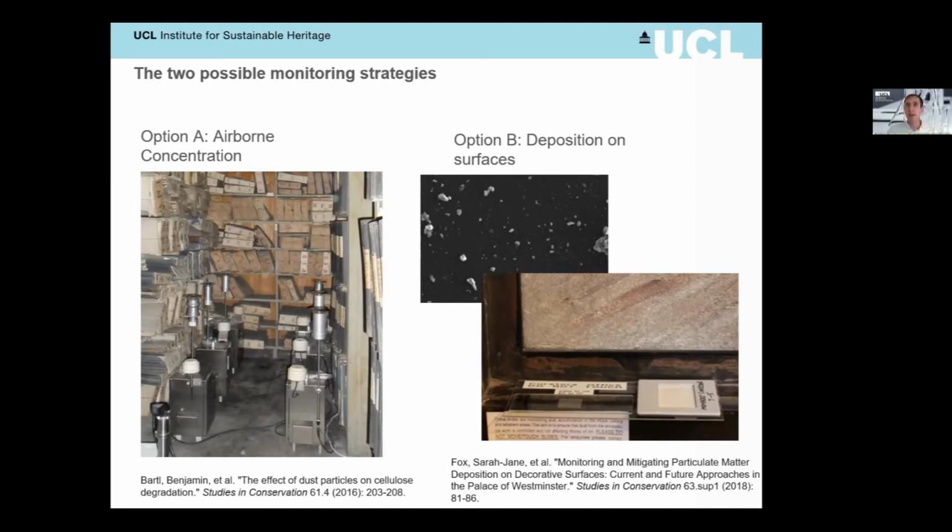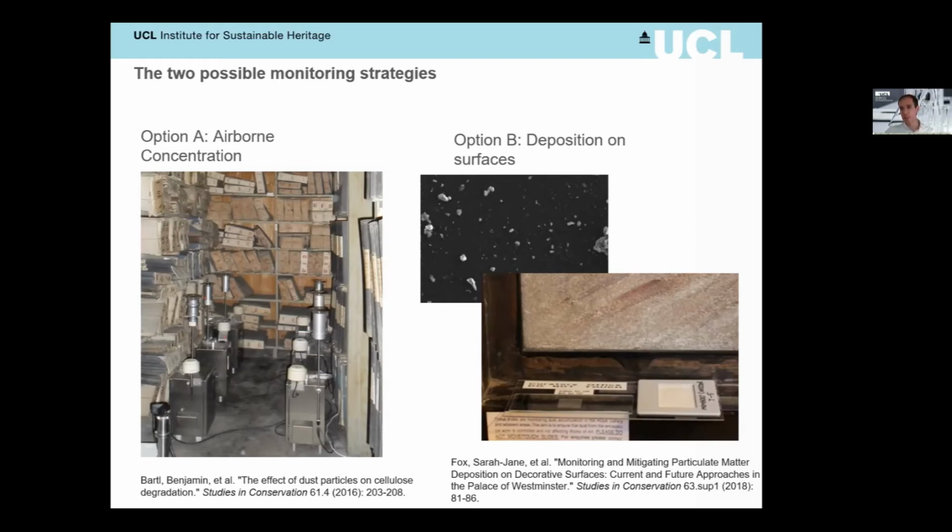If you measure airborne concentration, you have the advantage that you can get data every second if you want, but you have the permanent disadvantage that you only know how many particles you have in the air, not on the surfaces. It's very good to estimate risks to health, but it's not so good to estimate risks to heritage. And we cannot translate easily from particles in the air to particles on the surfaces. I will show you later why that's not as easy as it seems.